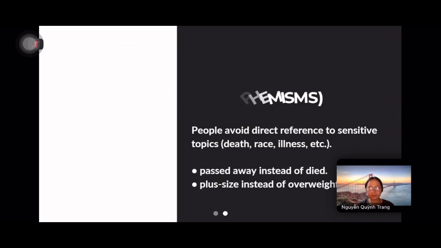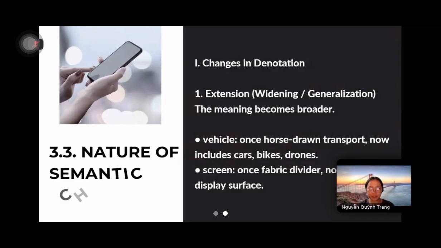And next, section 3.3 is the nature of semantic change. Meaning can shift in denotation or connotation. The first is change in denotation. The meaning of words can become broader. As an example, vehicle was once one-horse-drawn transport, but now includes cars, bikes, drones. Screen meant fabric, divider, but now any flat display surface.